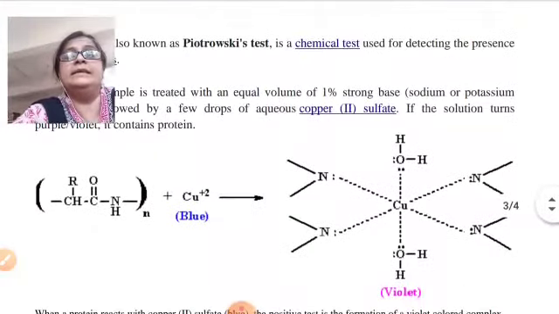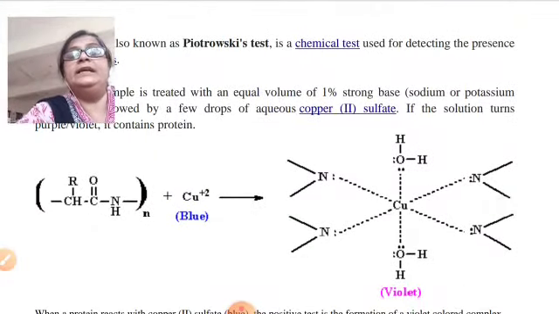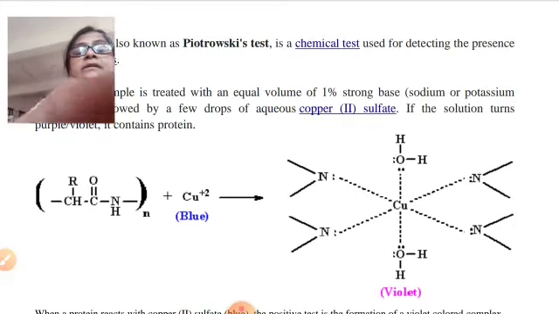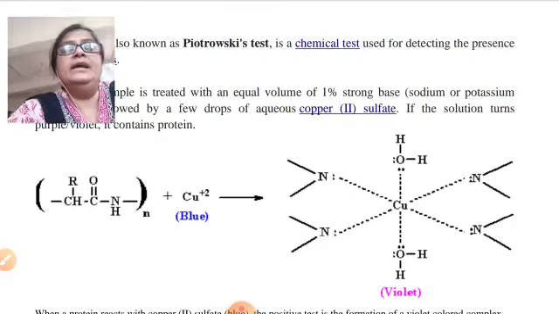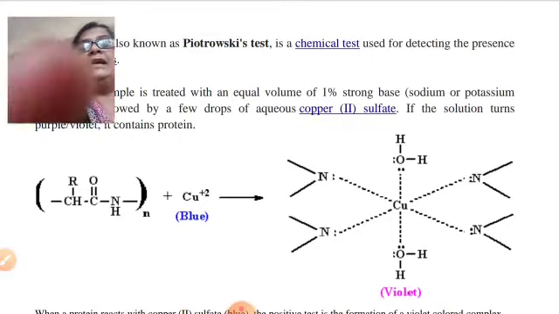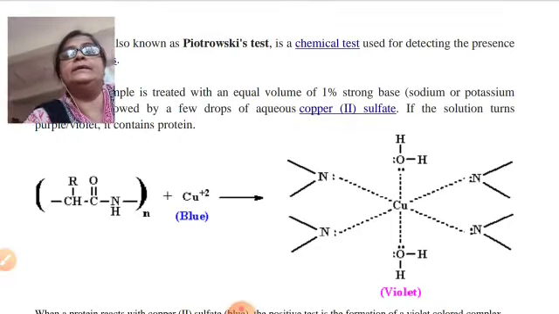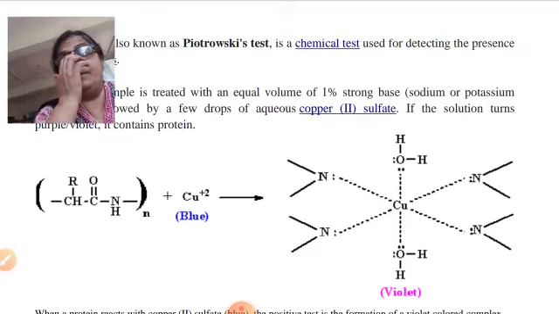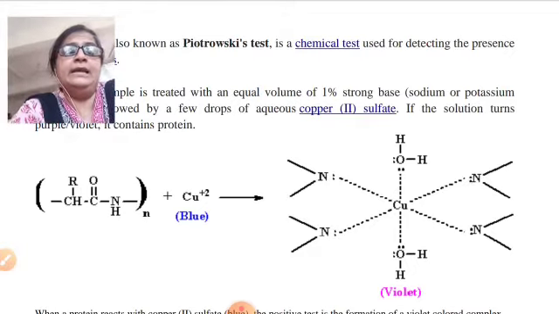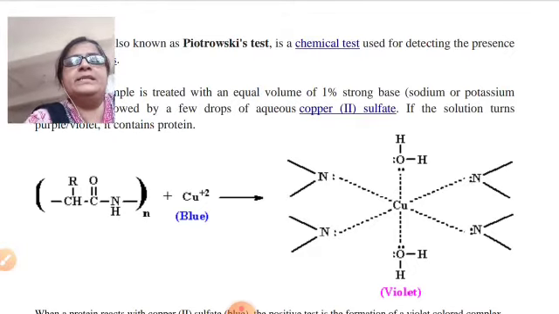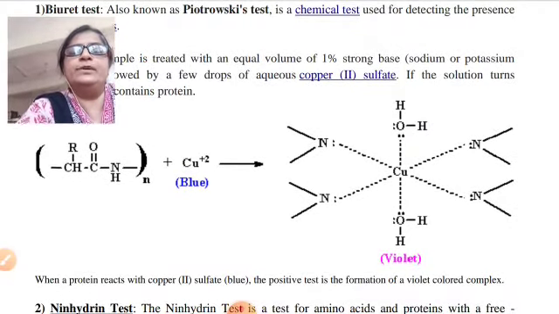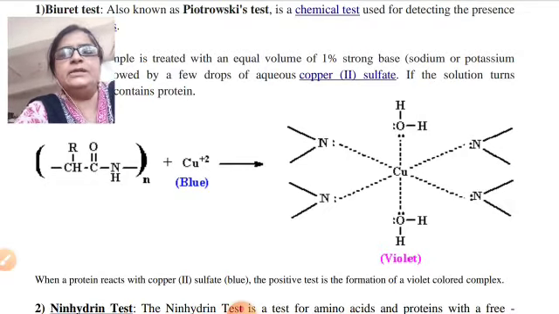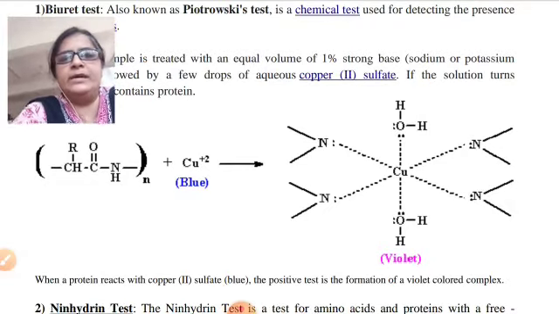Here we can see the reaction. Copper sulfate is blue in color, and it reacts with the peptide bond, complexation takes place, and a violet complex is formed. So when a protein reacts with copper sulfate, which is blue in color, the positive test is the formation of a violet colored complex. So this is one confirmation, by the Biuret test.